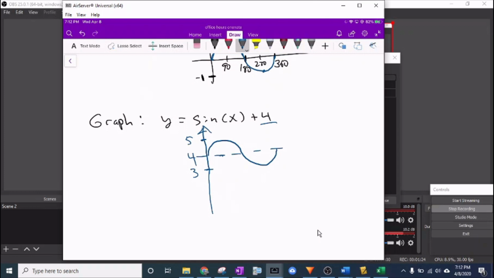And now I'm going to draw in my x-axis, so 3, 2, 1, 0. This is where the x-axis would be. And this point would be at 180 degrees. This would be at 360. This would be at 90. This would be at 270. And this would be at 90. And I would have my graph. And that's it for graphing.